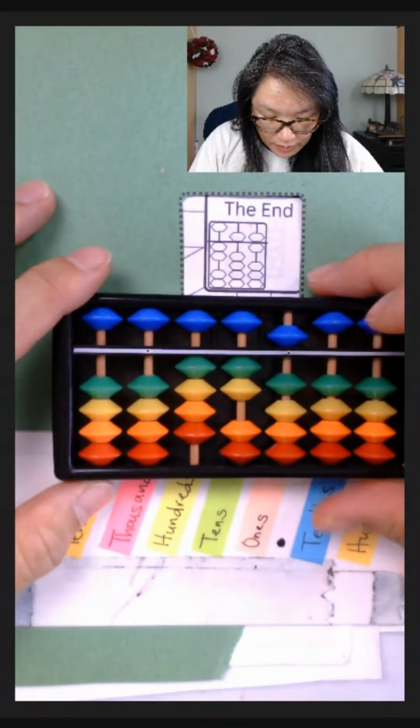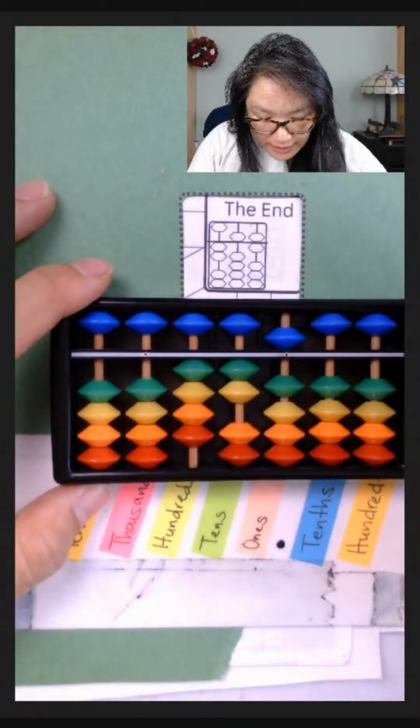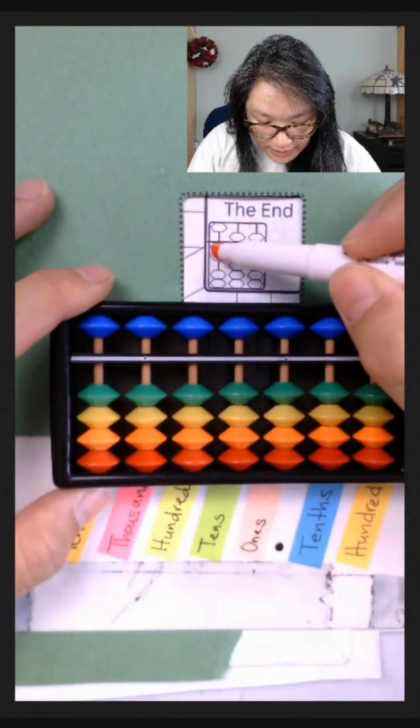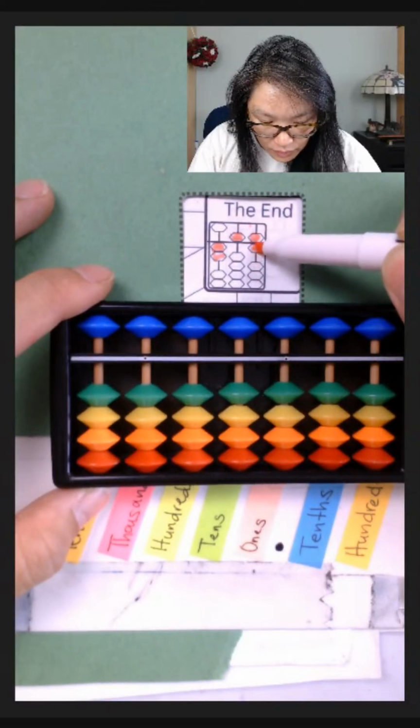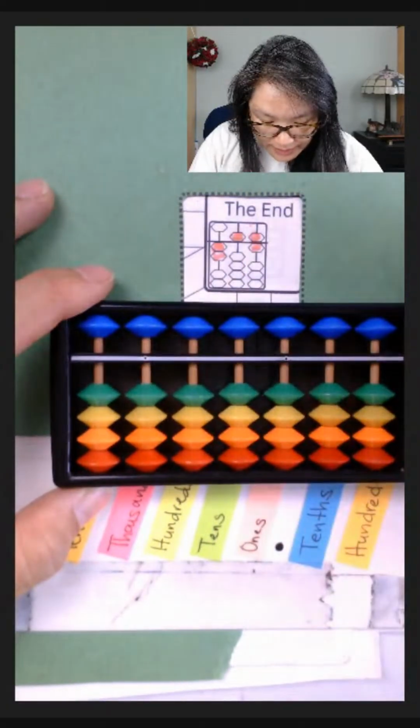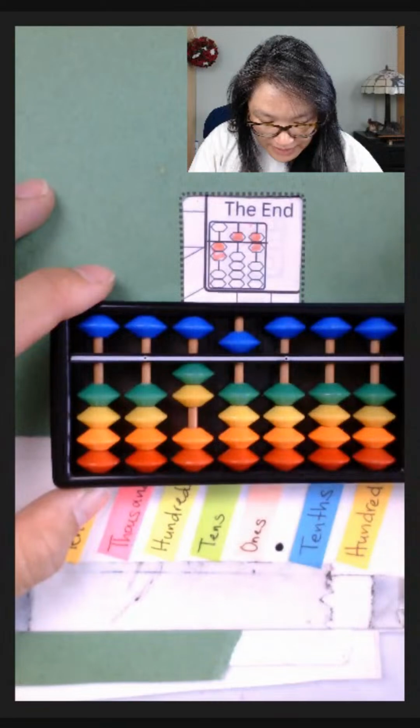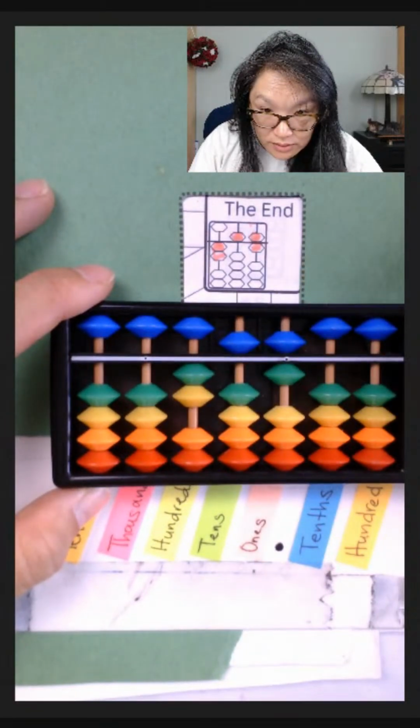So we have our tens, and this will be the final one. We have our hundreds, we have our tens, and we have our ones. So when I show you on the abacus, this is my hundreds, this is my tens, and this is my ones. I'm still wrapping my head around the new language.